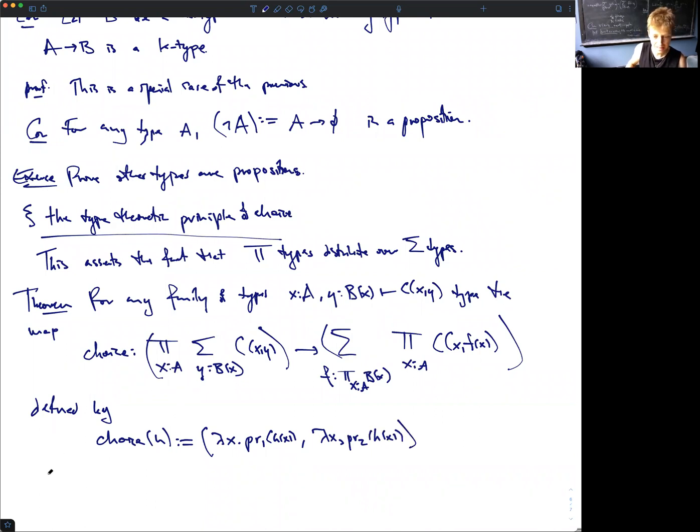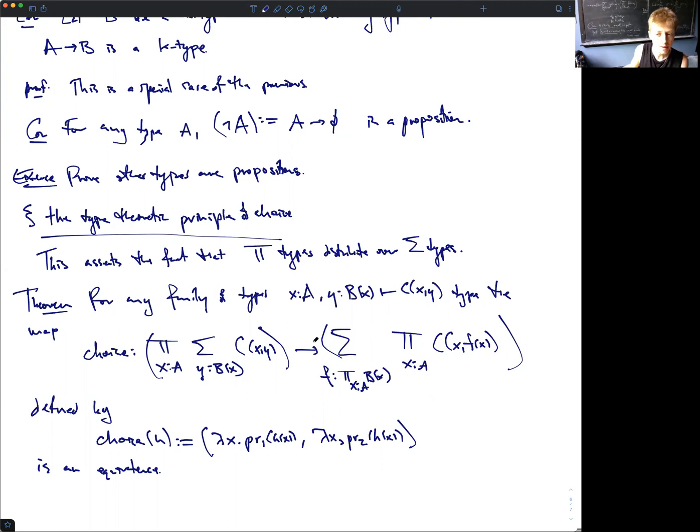So this function is an equivalence. What we are going to prove with function extensionality is that this particular map is not just a logical equivalence. That's something we could have exhibited much earlier, but this map is actually an equivalence.